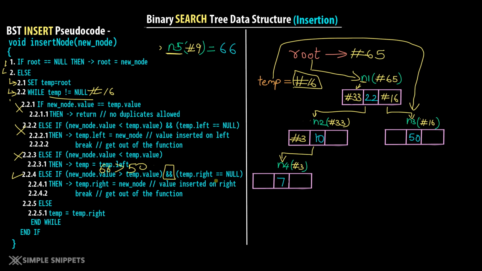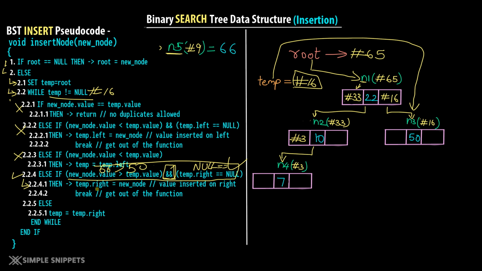And temp dot right: temp is pointing to n3. n3's right is blank, which means n3's right child is blank. It does not have a right child. So this is null, so this is equal to null. So even this condition becomes true. So collectively both these conditions are true, and because of the AND clause, we will go inside this else if.